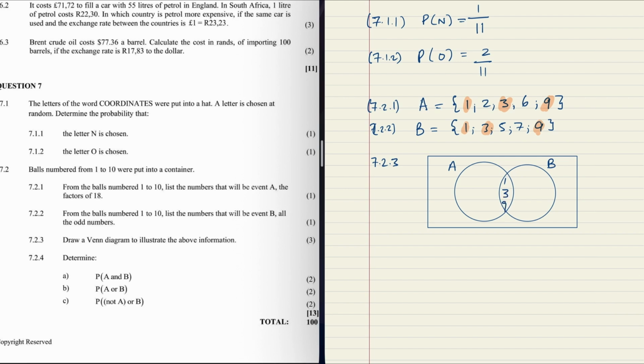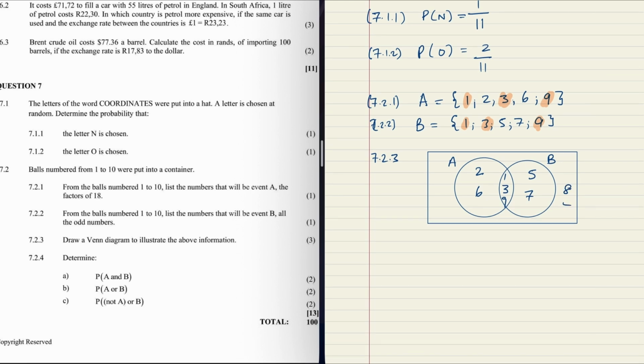Then the rest of the numbers for A are going to be 2 and 6. The rest of the numbers for B are going to be 5 and 7. Now there are some numbers that we didn't use. For example, 8 hasn't been used, 4 hasn't been used, and 10 hasn't been used. So question 7.2.4 says, determine the probability of A and B. So A and B is referring to the overlap between A and B. So there are 3 numbers. So the probability of A and B: there are 3 numbers there, so the 1, the 3, the 9 out of the total of 10.